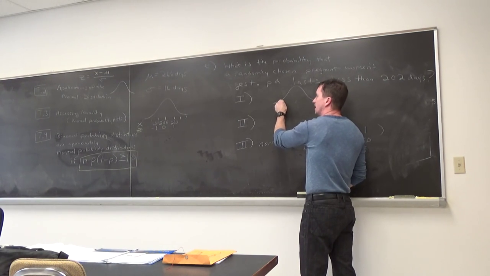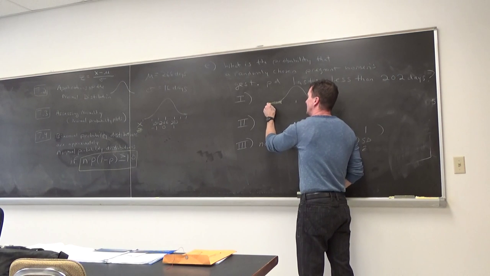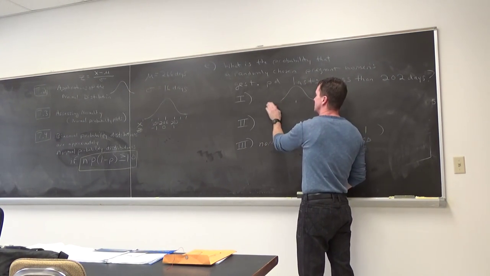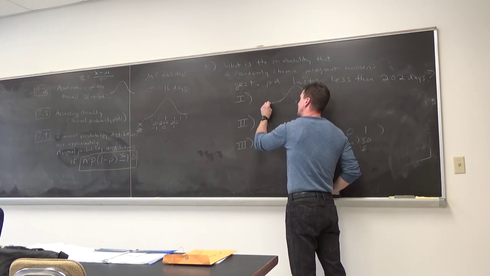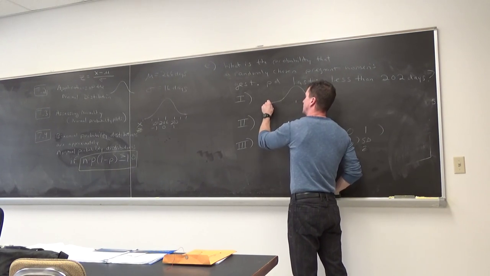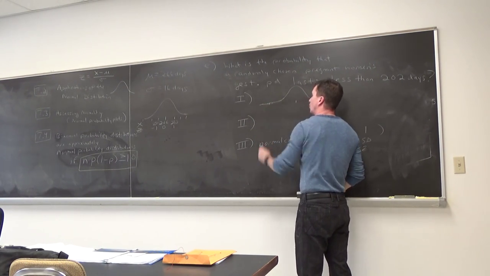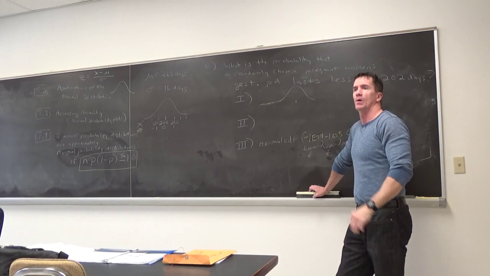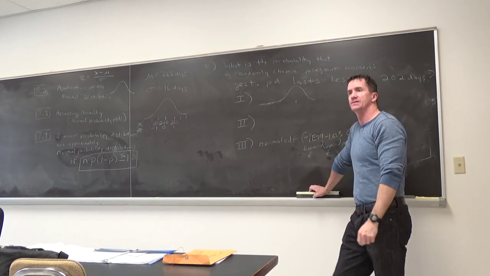I'm even shading too much. I just wanted to get some yellow chalk on the board. I'm shading to the left, and this is probably really far past here in terms of the shape. A few standard deviations over here. This would be a wild Z-score, way past negative 3 going to the left side. All right.